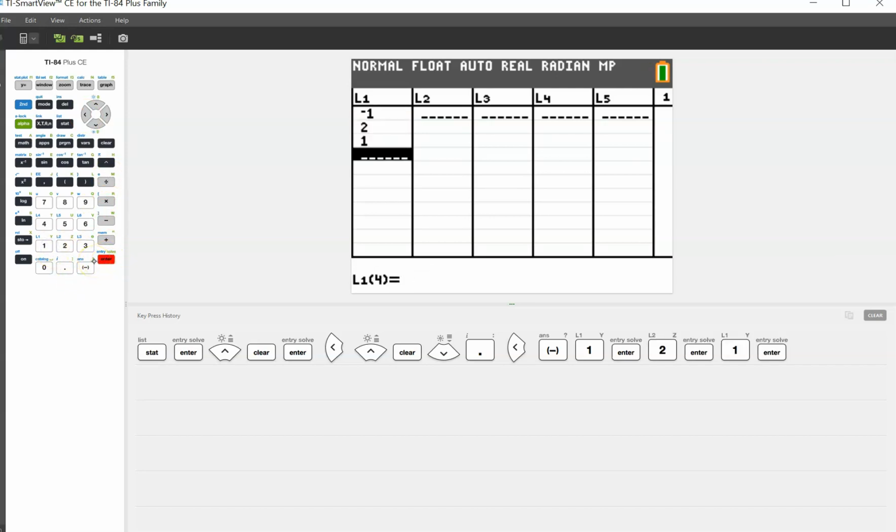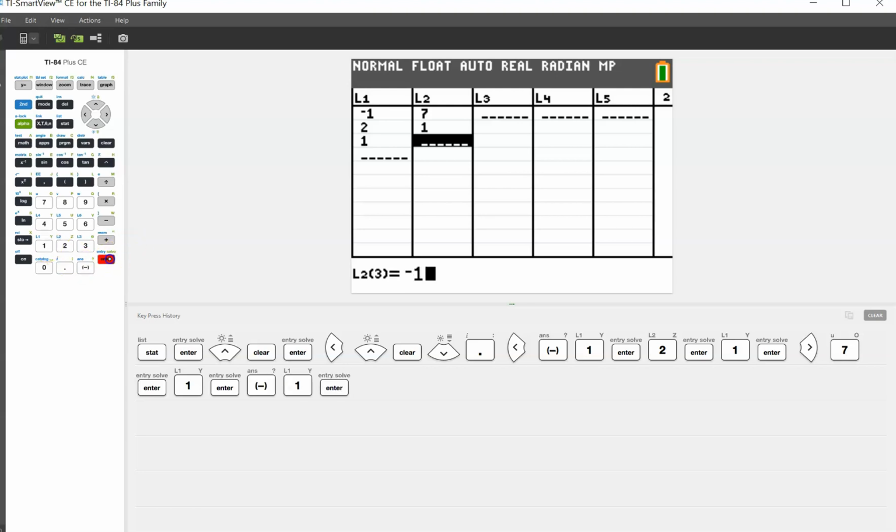Now, be careful that your y-coordinate is next to its corresponding x-coordinate. We had a point at (-1, 7), so make sure that you type the 7 into the first spot. Then we had (2, 1), so put a 1 as the second entry in list 2, and then -1 would be the third entry in list 2.